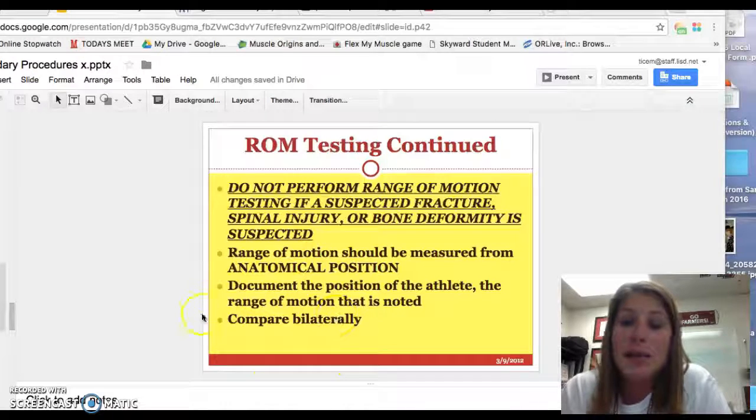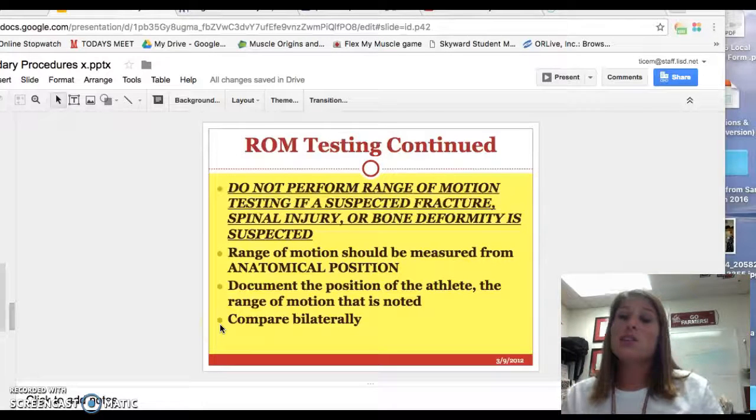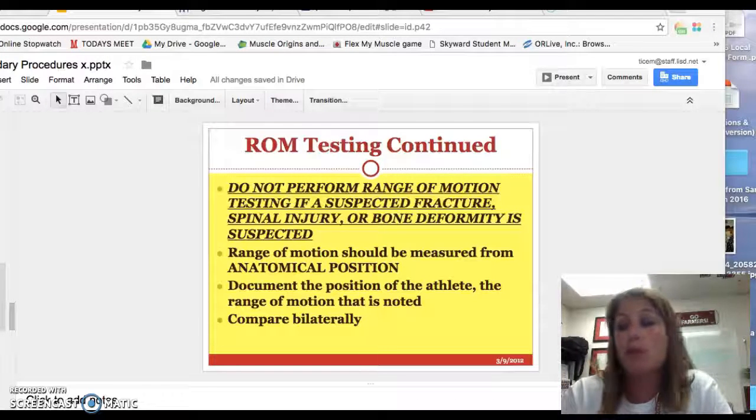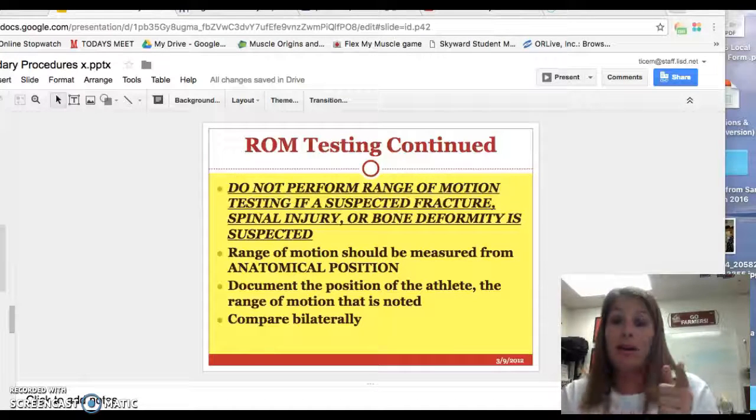Another big thing to keep in mind is that we are always going to want to compare bilaterally. And what that means is both sides. So if I'm going to test my left arm, then I'm going to test my right one as well, okay? It's really important because you can tell the difference between one side or the other. What's normal for me might not be normal for you. But if I can do it on one arm, I should be able to do it on the other arm.